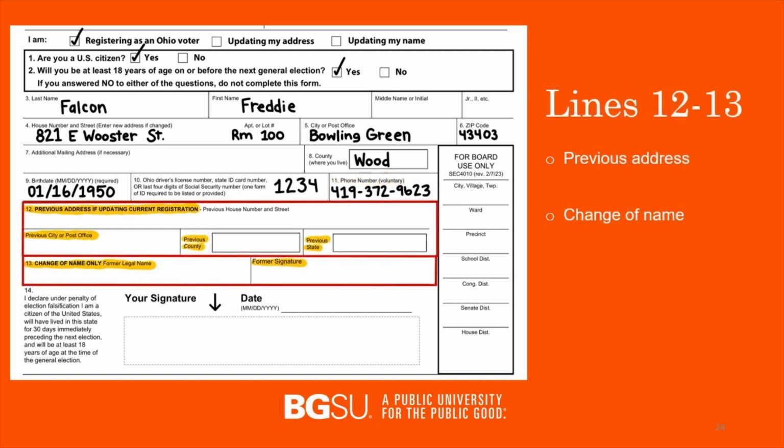Sections 12 and 13 are only required if the voter is changing either their address or name. If they're changing their address, they must fill all of the information for Field 12. And if they're changing their name, they must fill out the fields in Section 13.